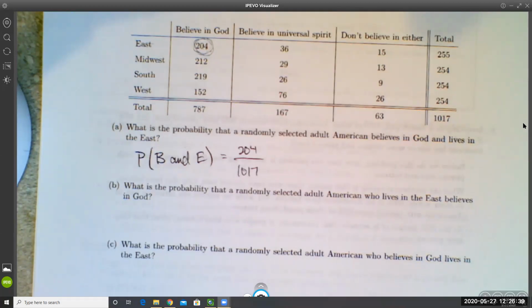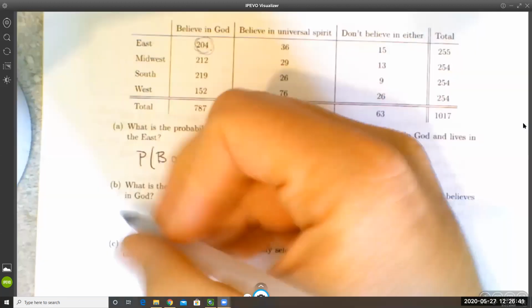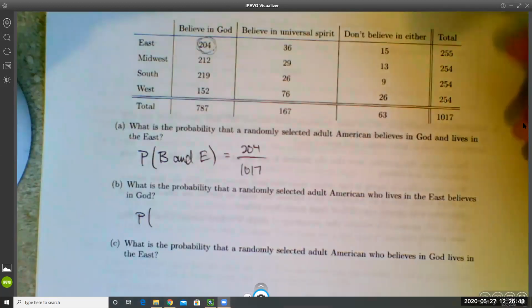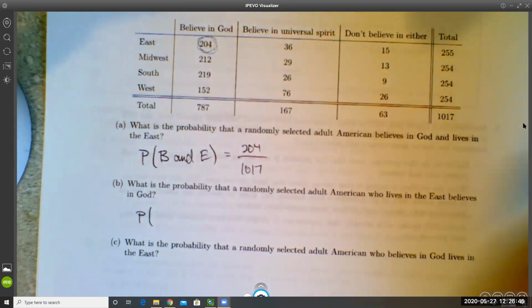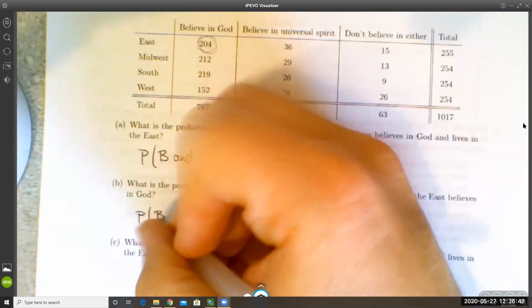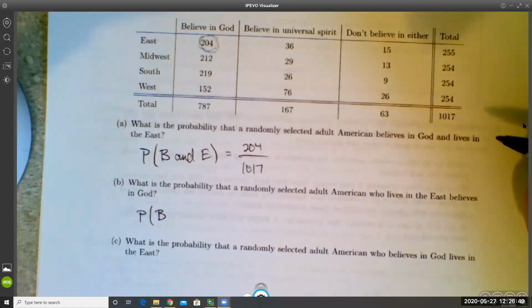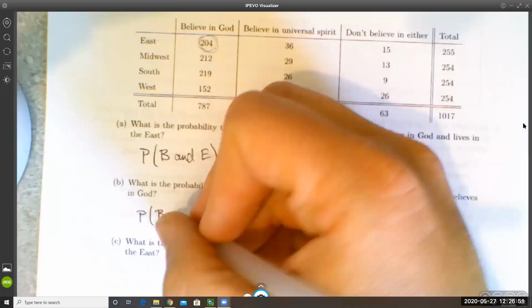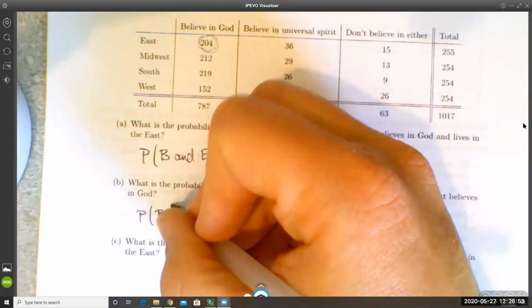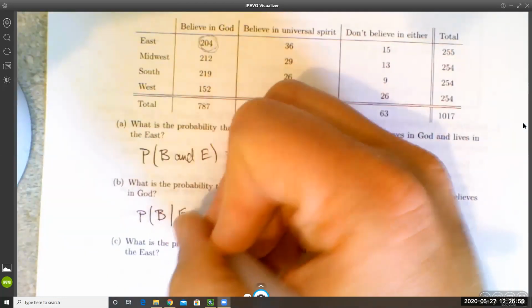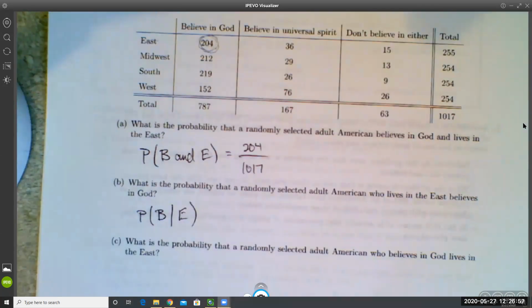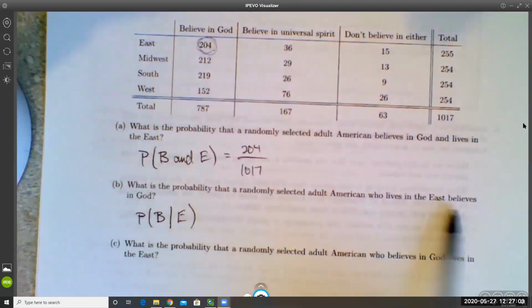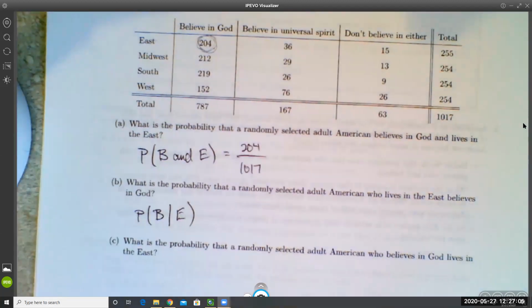Here's my solution. We want the probability that someone who lives in the East believes in God. So we want them to believe in God, and what we're given, what we know, is that they live in the East. So the probability that they believe in God, given that they live in the East. That's really how we would translate this question: probability they believe in God, given that they live in the East.